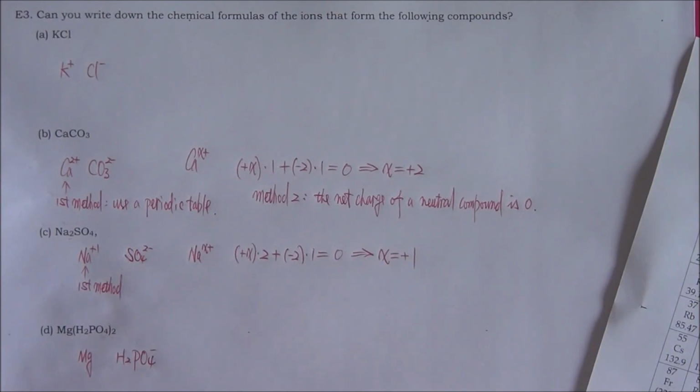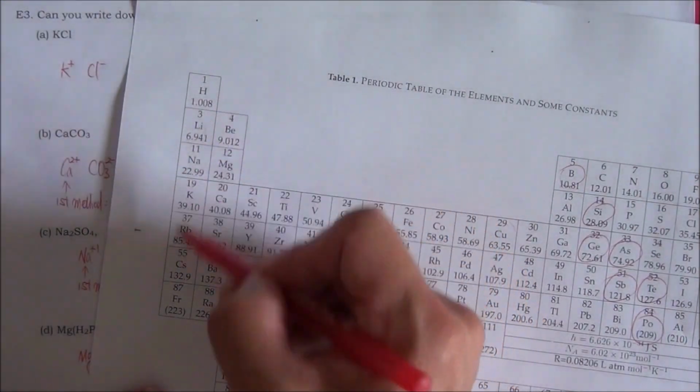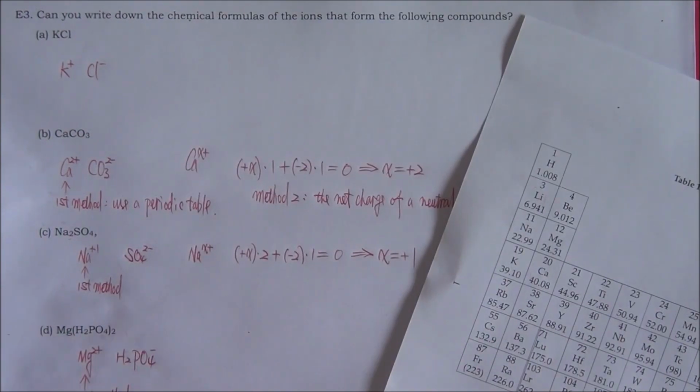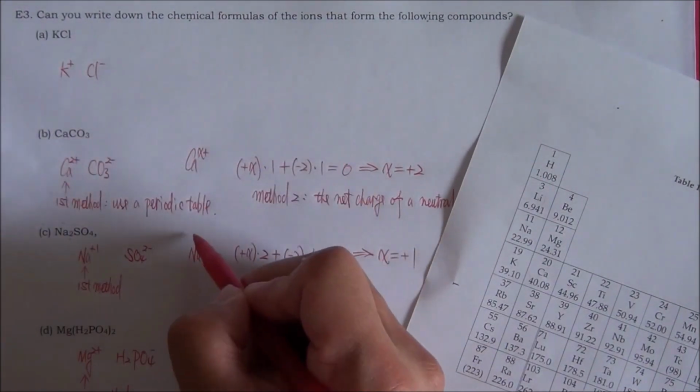The first method is to use a periodic table. Magnesium is an alkaline earth metal. As we know, for all alkaline earth metals, the ions have +2 charge. The second method is the same as we did for calcium and sodium.